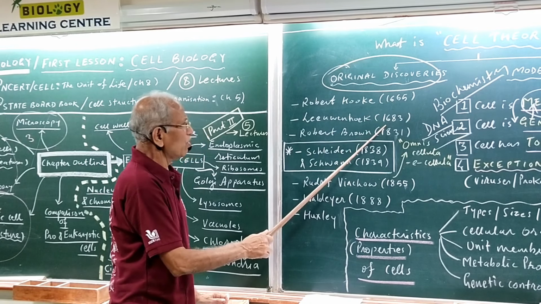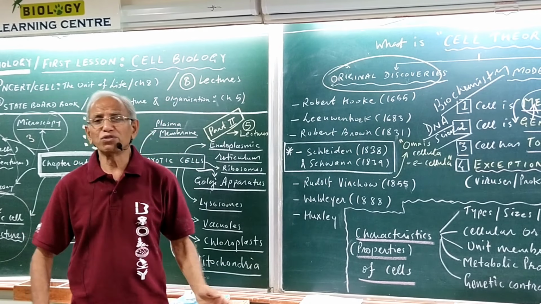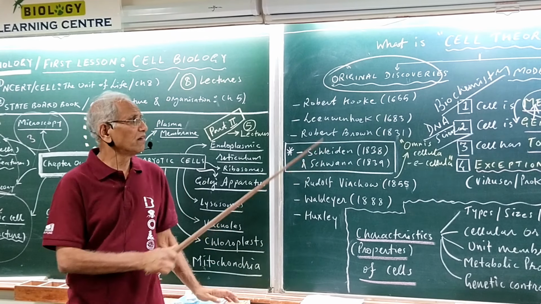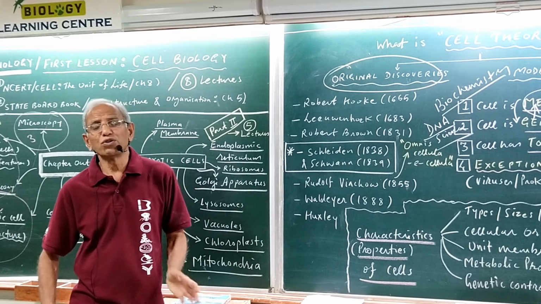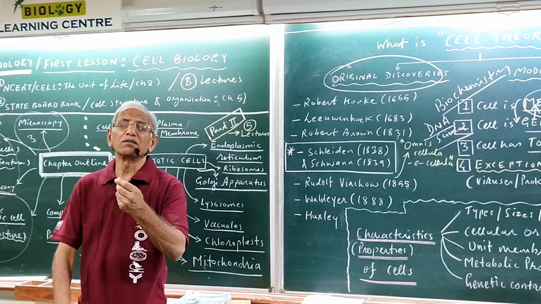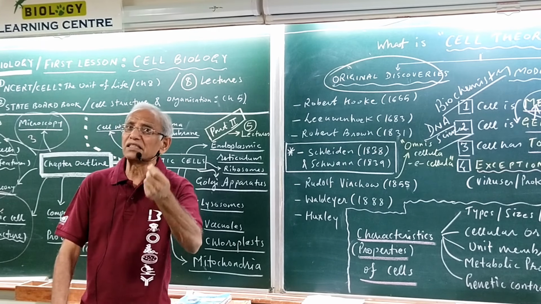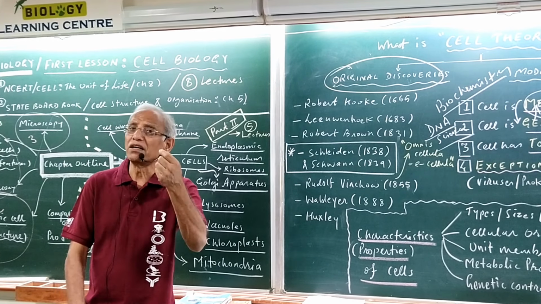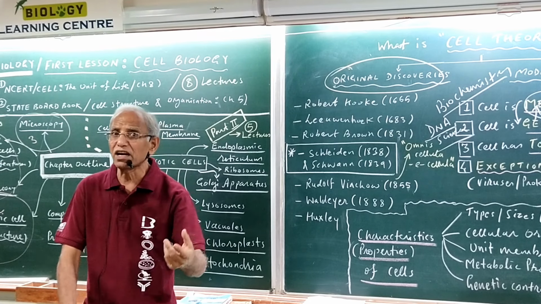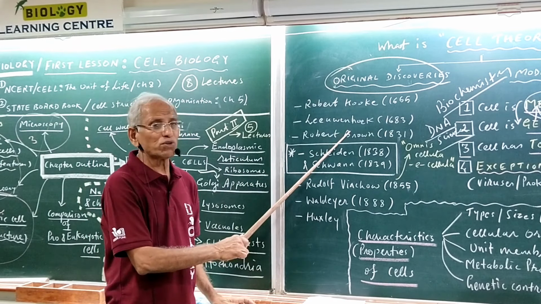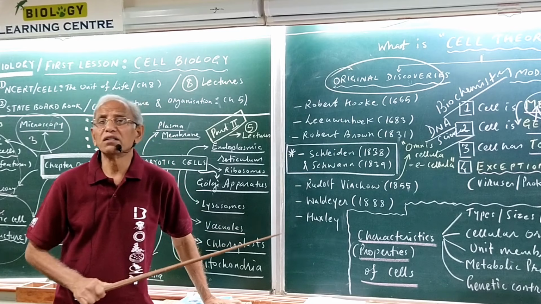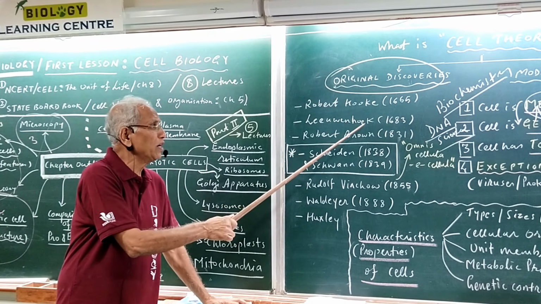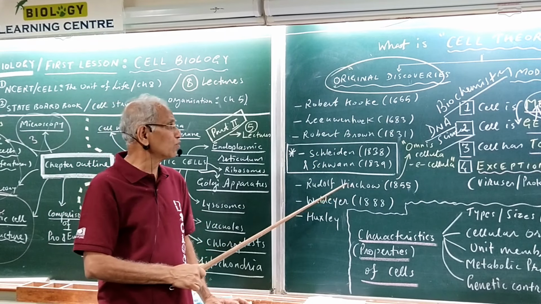A little later on, Leeuwenhoek, we are going to see the pictures. He was again a person who could show that there are cells like sperms, red blood cells, bacteria. He was able to show them with a simple microscope. Robert Hooke was able to make a microscope, and Leeuwenhoek also made a very simple microscope.